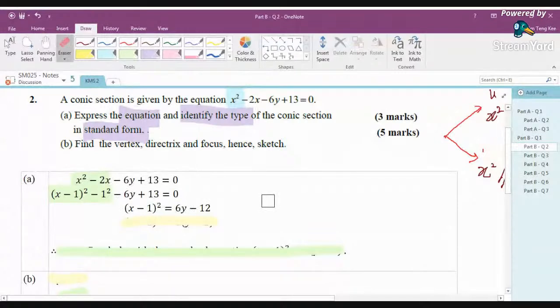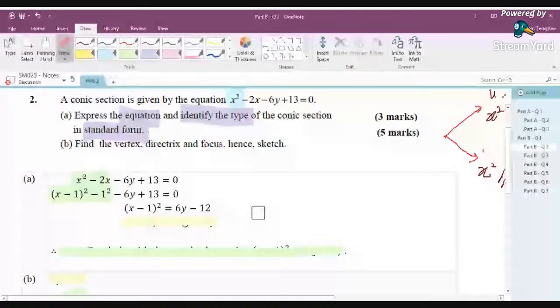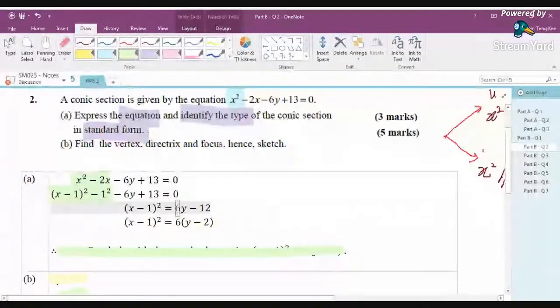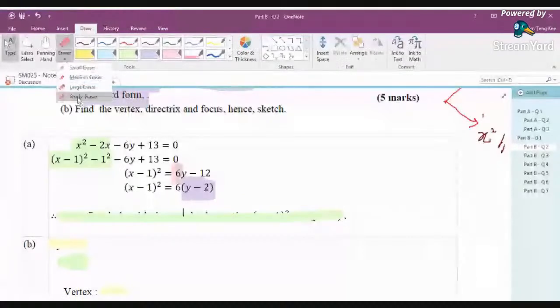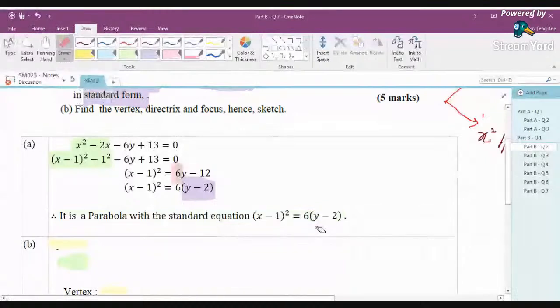Then next, 6y minus 12, we factorize it. When we factorize, we factorize according to the coefficient of y. Whatever the coefficient of y is, we factorize it all out, making sure that the bracket contains y only, not 2y, but y only inside the bracket. As a result, we have already achieved the standard equation. Now we write a simple statement: it is a parabola with standard equation, and so on.